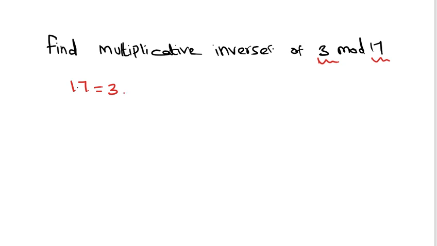We need to check how many times this 3 will be there in this 17. So 3 cross 5, 3 cross 5 equal to 15, plus 2 you will get 17. So this 17 we are writing here, and this 3, how many 3's are there in this 17? So 5 3's are there plus 2. Next, we are shifting this, we are going to write this 3 here, and this 2 here.